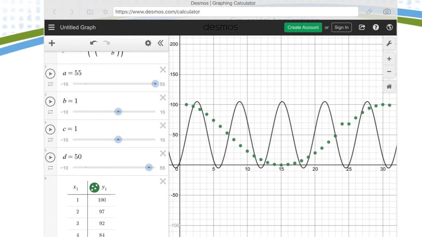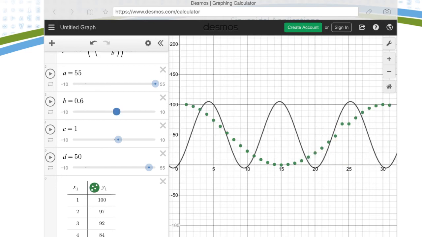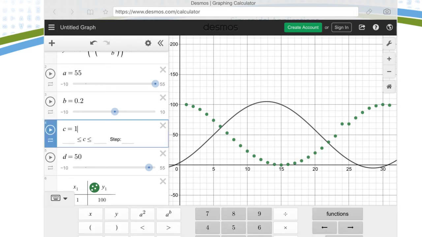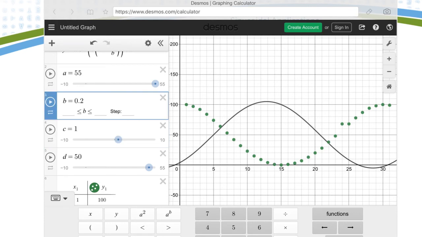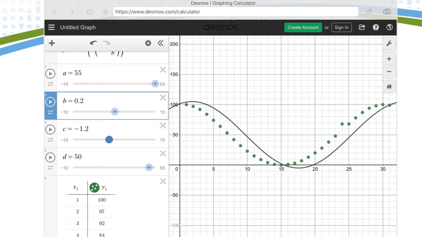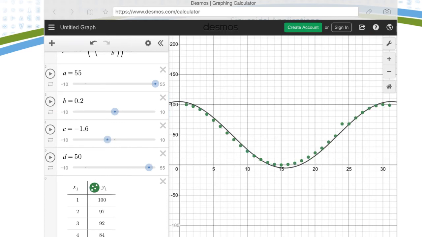Okay. My B value, I need to make it a bit bigger. That's looking pretty close there, 0.2. And I think that was one of the numbers that they had for all of them. So we'll leave that B as 0.2. Then C, let's move that one way. Oh, probably it's easier to move it this way. There. I'm getting pretty close there, hey?